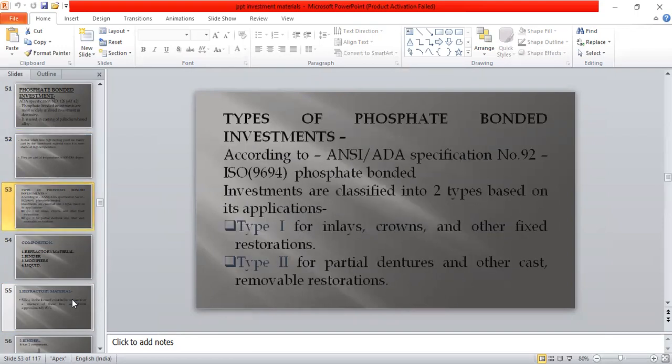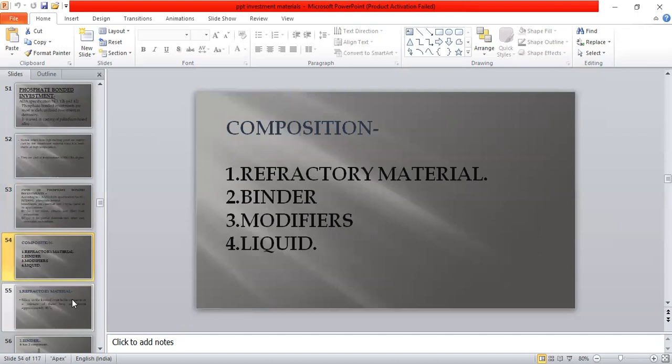Then the types of the phosphate bonded investment material. So according to the ADA specification number 92 or ISO number 9694, phosphate investment materials are classified into two types based on their application. So type 1 is used for inlays, crowns and other fixed restorations, and type 2 is used for partial dentures and other cast removable restorations.